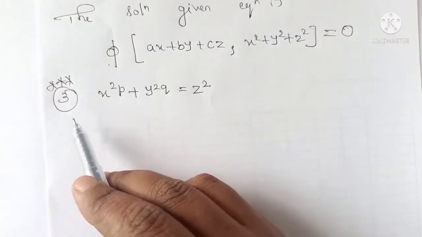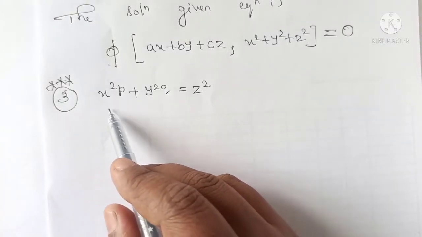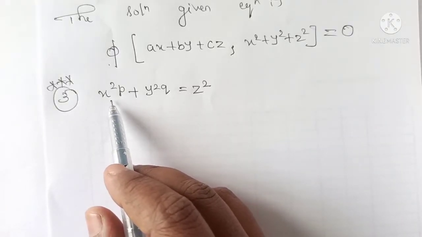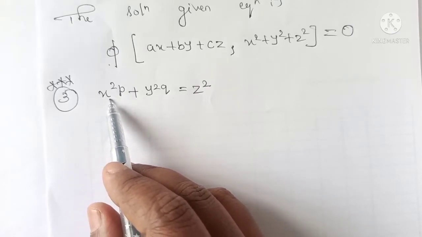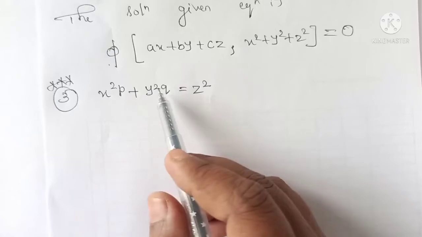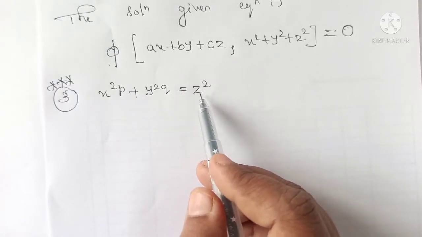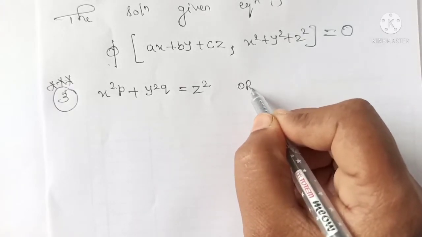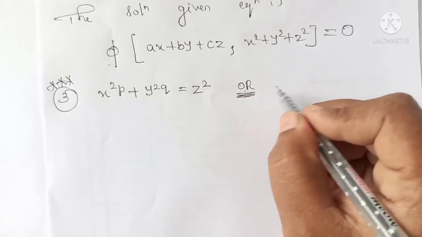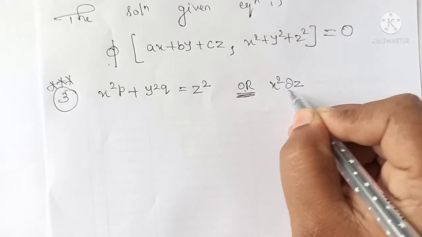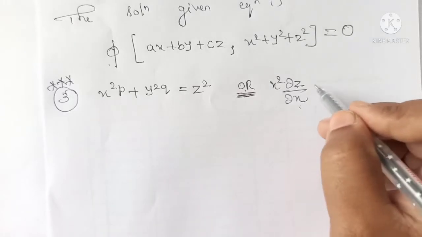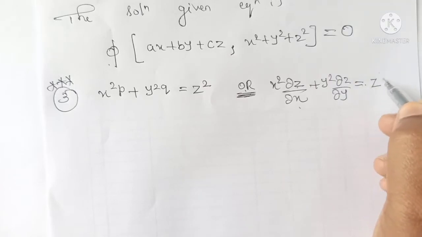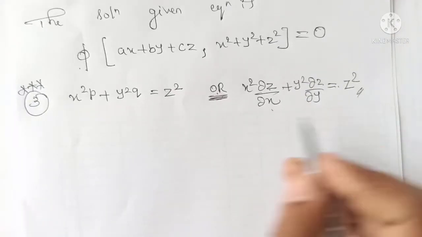Next example, the most important for your exams. x square p plus y square q equals z square. Here you can observe that the capital P value is x square, the Q value is y square, and the R value is z square. So in the exam it may be given as x square dou z by dou x, because p is dou z by dou x, plus y square dou z by dou y equals z square. So it may be given like this also.